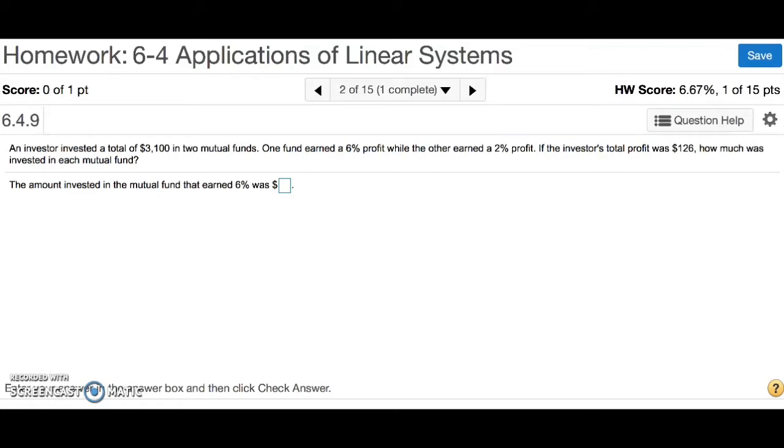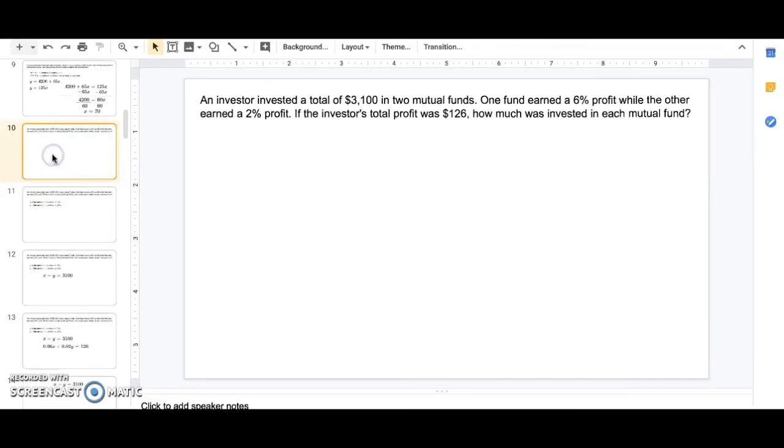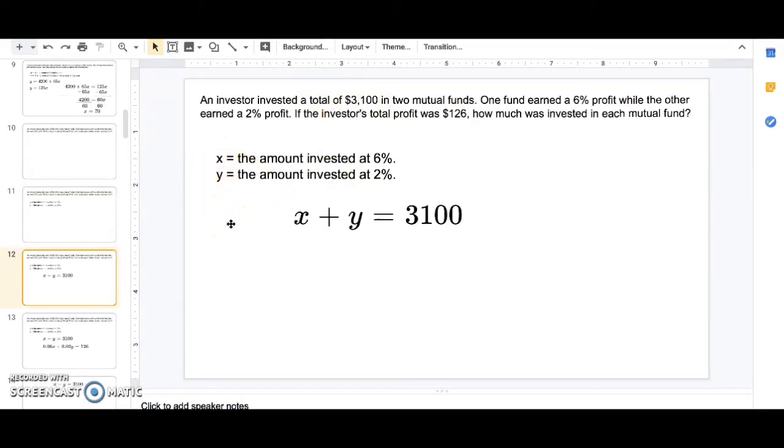Okay, number 2. An investor invested a total of $3,100 in two mutual funds. One fund earned a 6% profit, while the other earned a 2% profit. If the investor's total profit was $126, how much was invested in each mutual fund? All right, so let's see. First, let's establish X and Y. Let's have X equal the amount invested at 6% and Y the amount invested at 2% because we have two different amounts going on. So if you have a total invested at 3,100, then the amount of X plus the amount of Y equals 3,100.